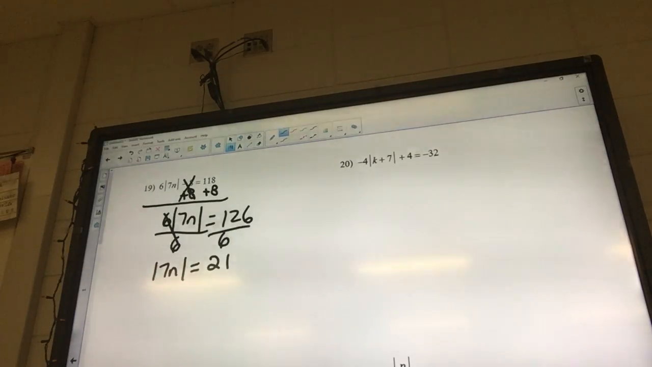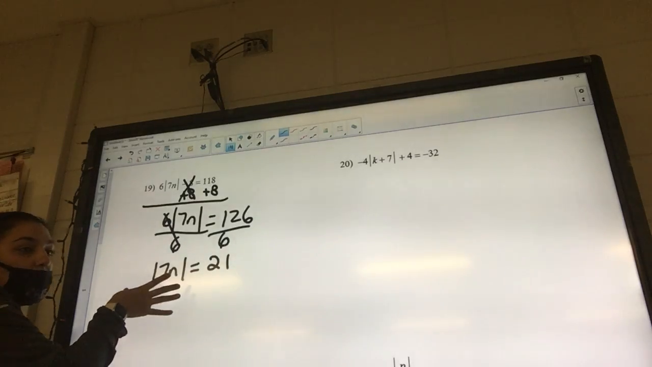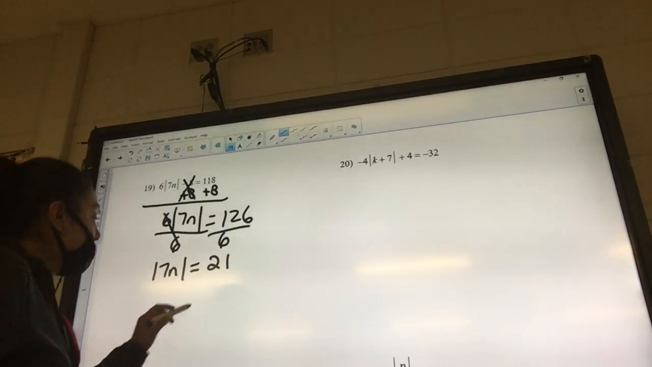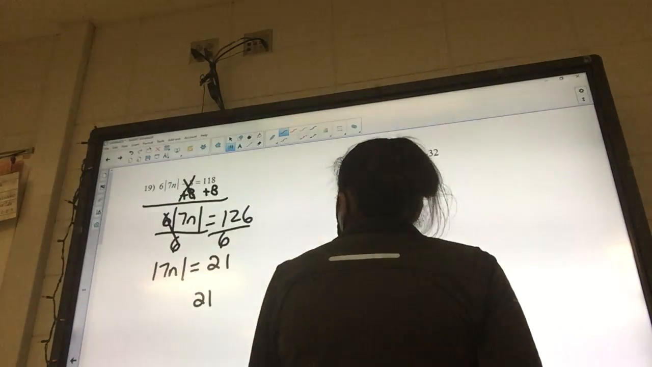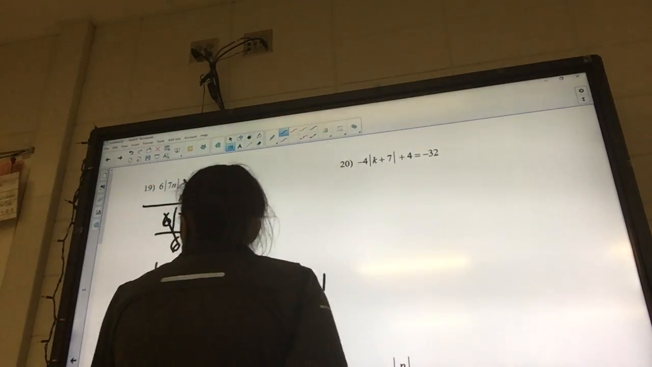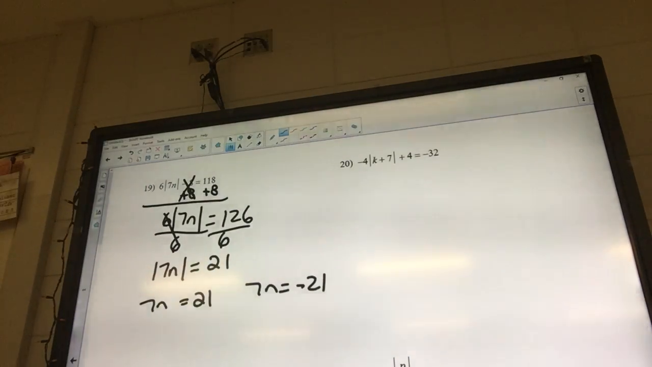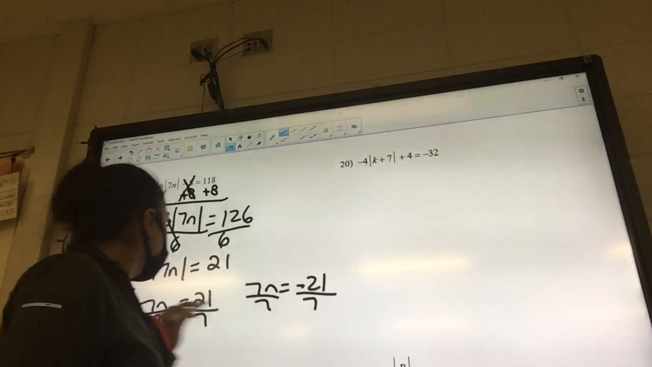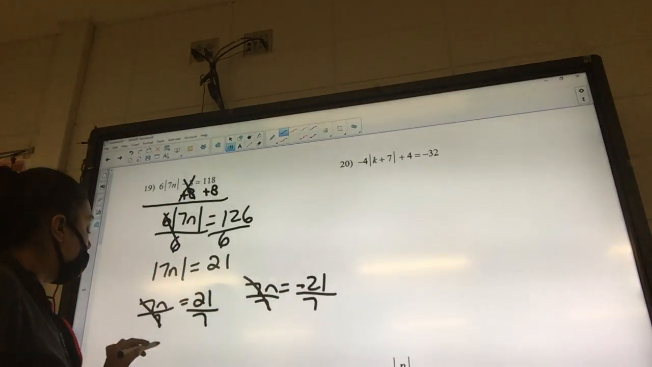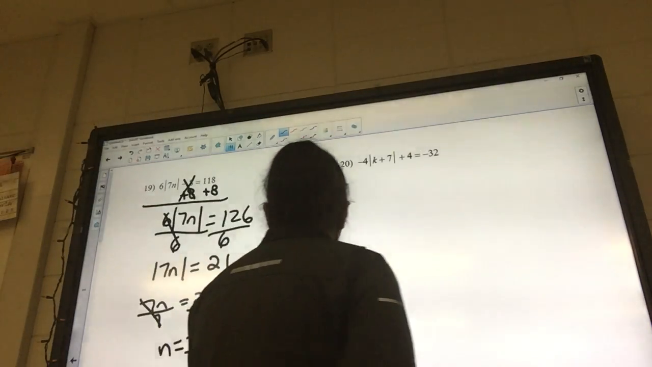That's just math. Okay, so now, Bellinger, see how these bars, everything's by itself? Now we can set it up twice. And one's going to be a positive 21. What's the other one going to be? Negative 21. Okay, so our very last step is to divide. So I got n equals 3 and n equals -3.